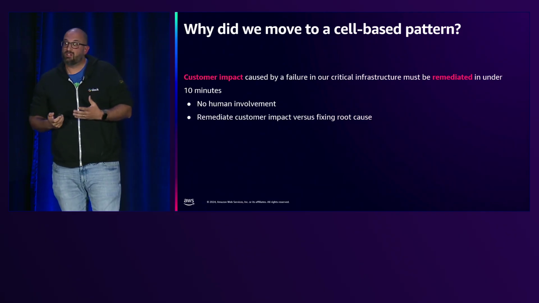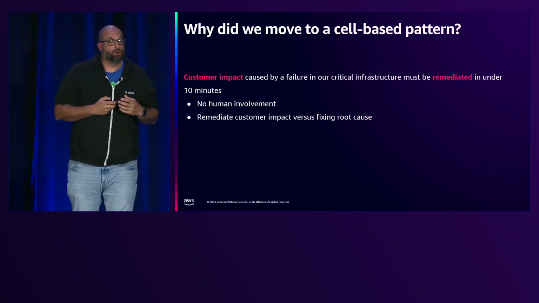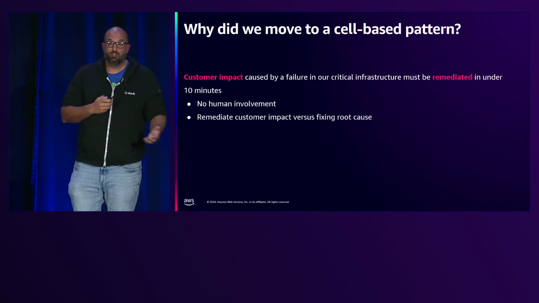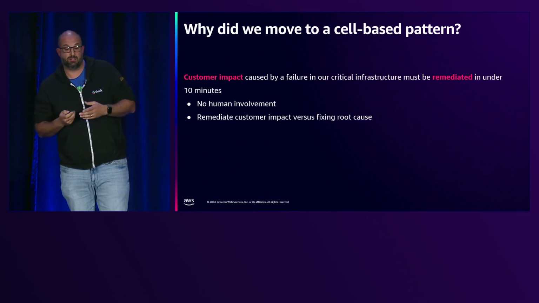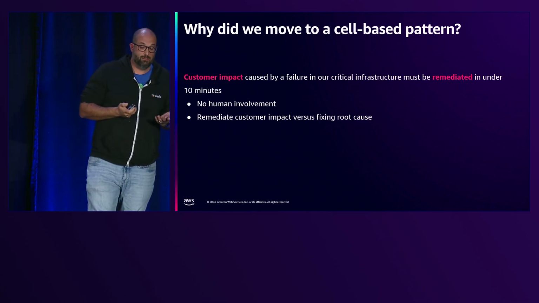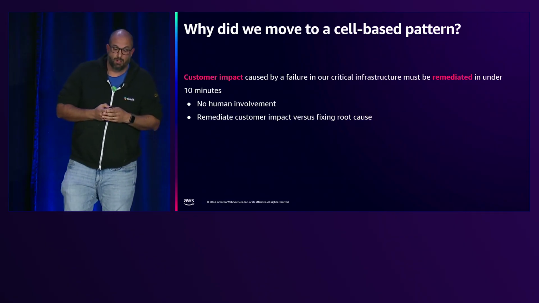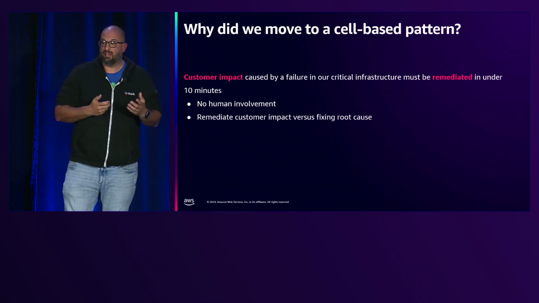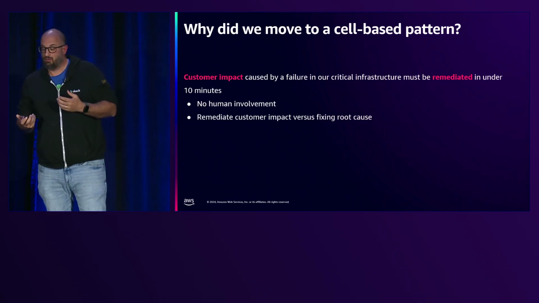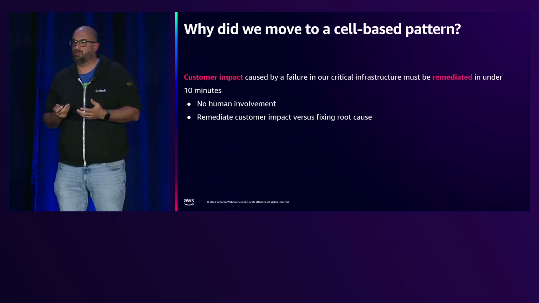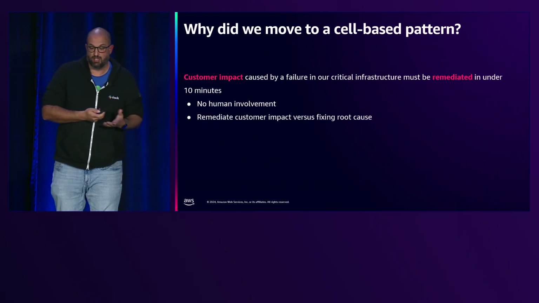Now, by moving to a cell-based architecture, we want any customer impact from a failure to be remediated in under 10 minutes. So now, why 10 minutes? 10 minutes makes it impossible to have a human involved in the loop. For example, if you're collecting metrics, say every minute, you're going to want to reduce the number of false positives, so you're going to wait for 2 to 3 successive failures before paging in a human.